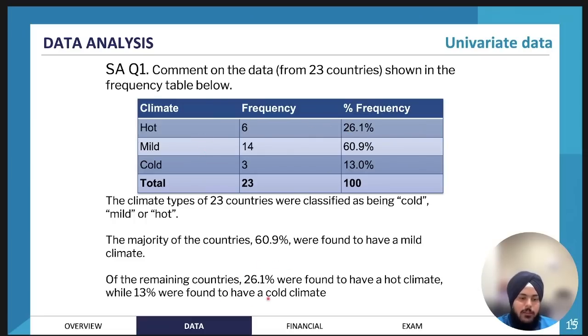And when we're quoting frequencies, we always quote the percentage frequencies. We never just quote the raw frequency. So 6, 14, or 3, we will never quote those. We'll always quote the percentage frequencies.